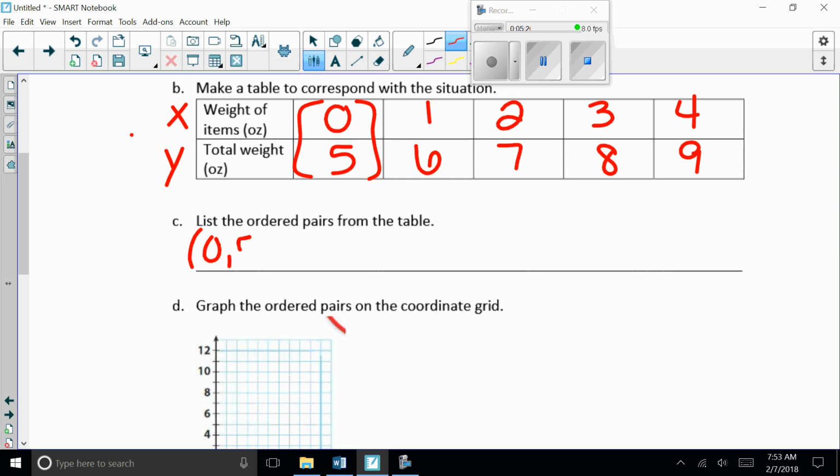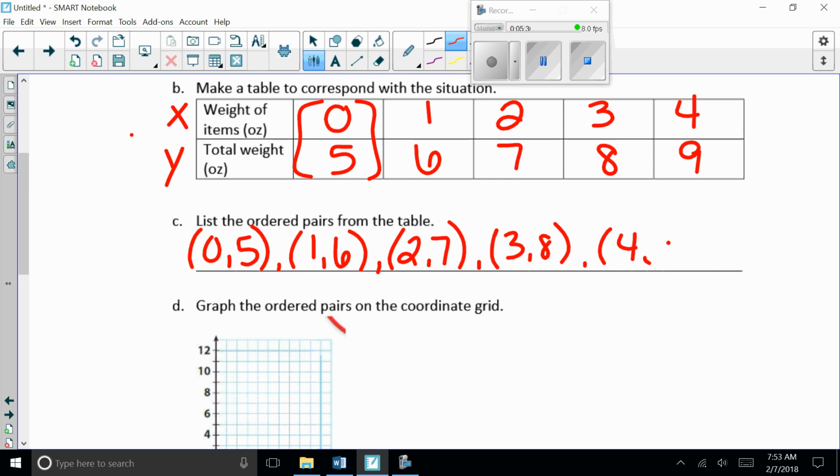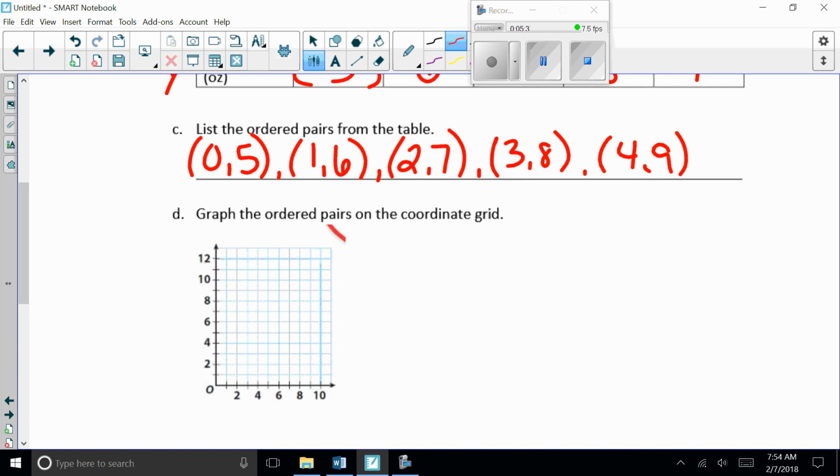So my first point is (0, 5), then (1, 6), (2, 7), (3, 8), and (4, 9). So you see I have 5 ordered pairs. To graph it, we're going to put a point on the graph where those are, and then we're going to come back and label our graph.